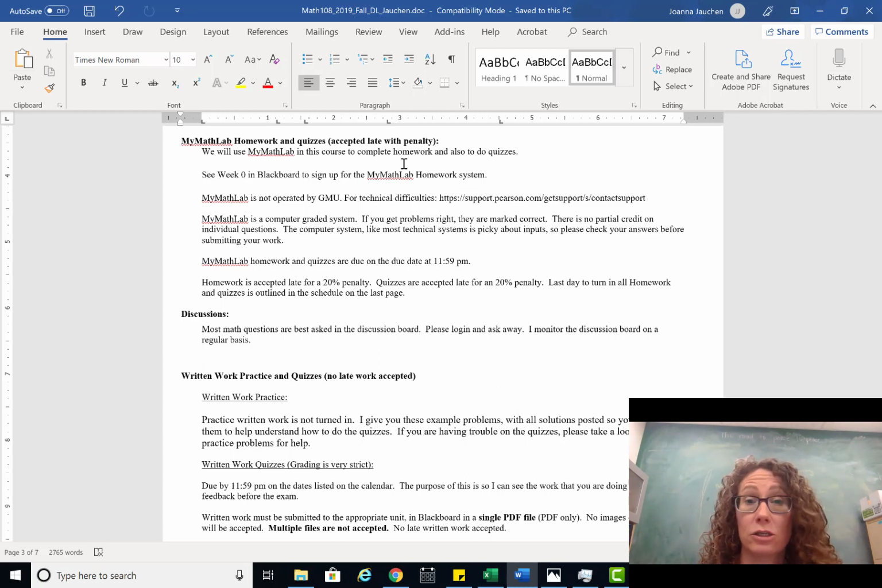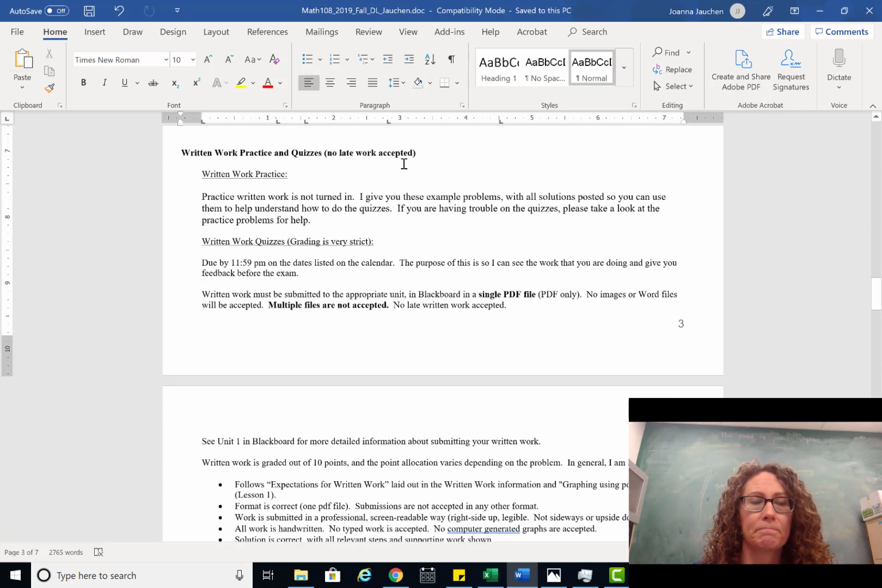If you do it the next day, it's a 20% penalty. If you do it 5 weeks later, it's 20%. Although it's a good idea to keep up with the course.